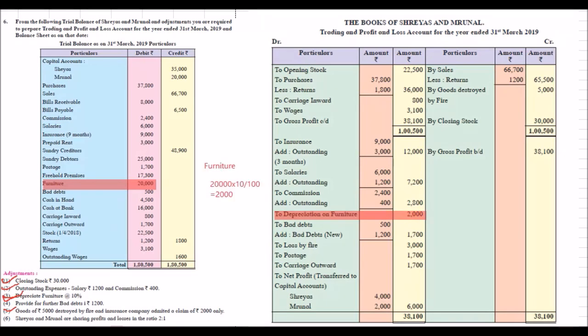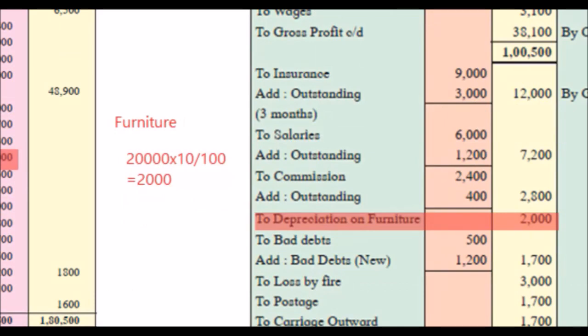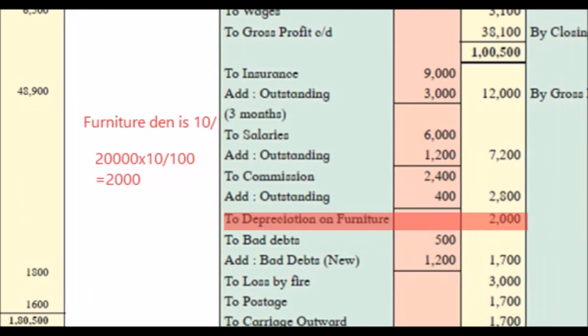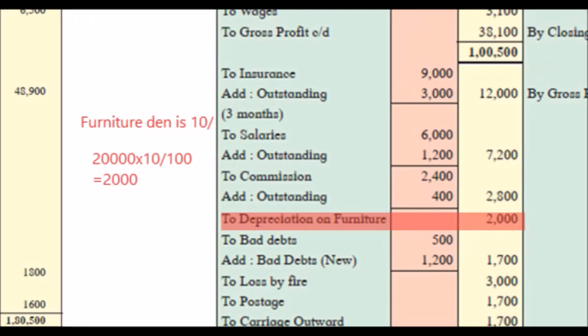So I'm calculating the furniture depreciation here. Furniture depreciation is 10%. So we got 20,000 into 10 divided by 100, and we got an amount of 2,000 rupees as depreciation. This is the calculation of depreciation.